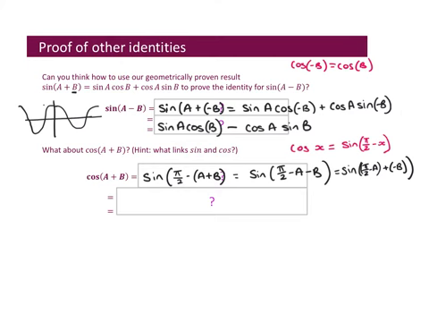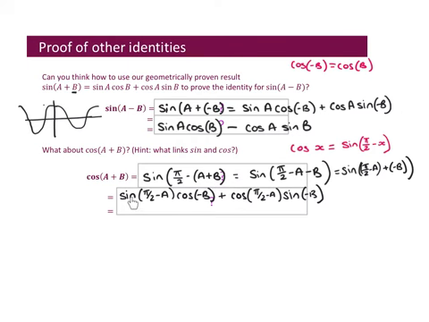We're now going to have sine of A, and our A is pi over 2 minus A, cos of B, which is cos of minus B, plus cos of A, which is pi over 2 minus A, sine B, which is sine of minus B.